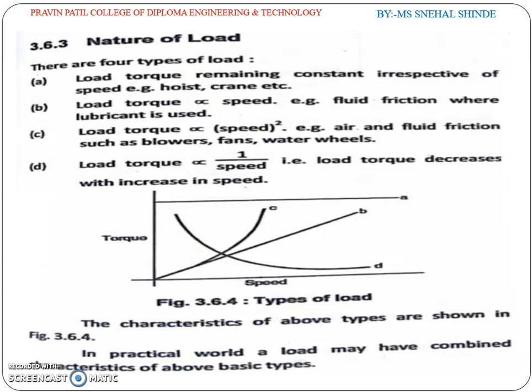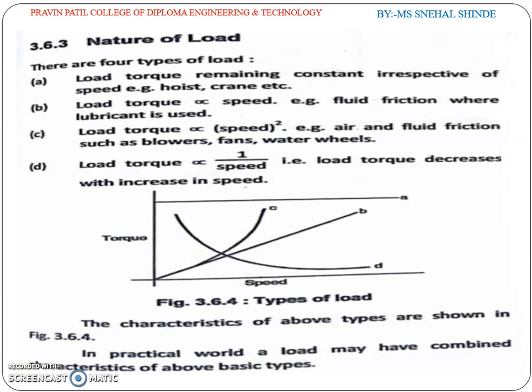Next is the nature of the load. There are four types of load. First, load torque remaining constant irrespective of the speed, for example, a hoist crane. Second is the load torque proportional to the speed, for example, fluid friction where lubricant is used.